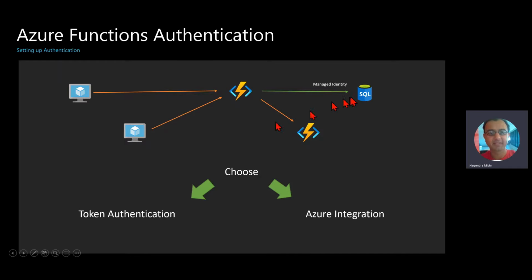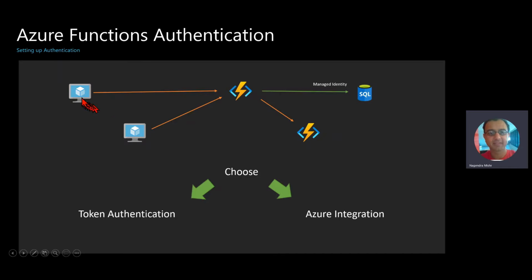Actually, there are three. Up in the diagram over here, I'm showing that the Azure function can be configured with managed identity, but this is actually a special scenario of Azure integration. Not covered in this video, but I'll do another video on how to set up managed identity. For the purpose of this video, we're basically talking about two things: token authentication or Azure integration.